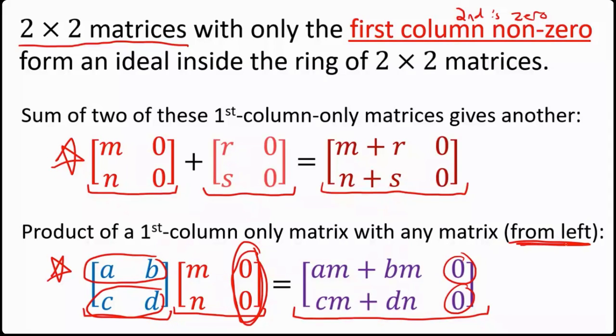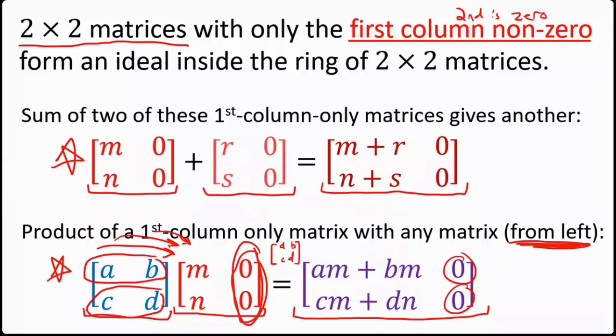Another important thing is that this only works from the left. If I were to put ABCD on this side, it would not work out. So ideals can be left-sided and right-sided. This is what we call a left ideal, because all the multiplication has to come from the left side.